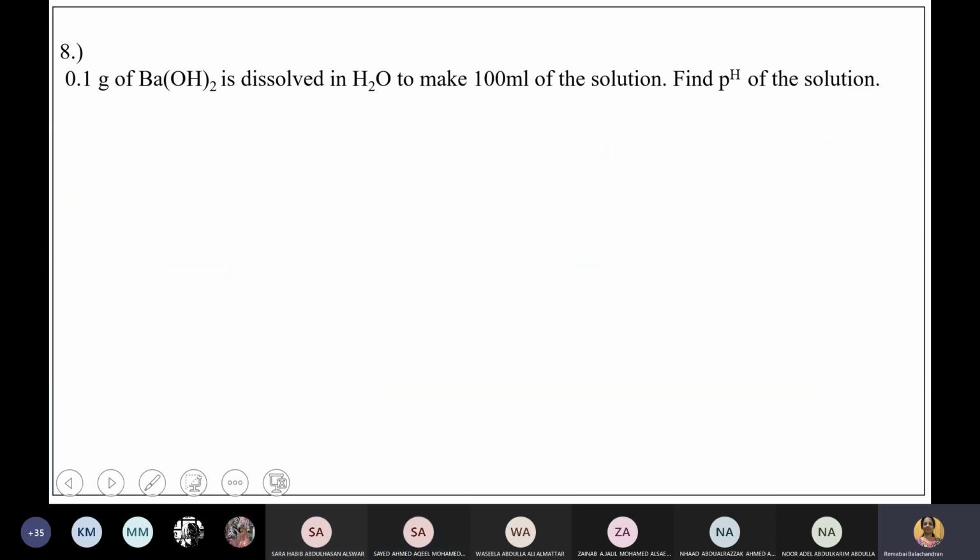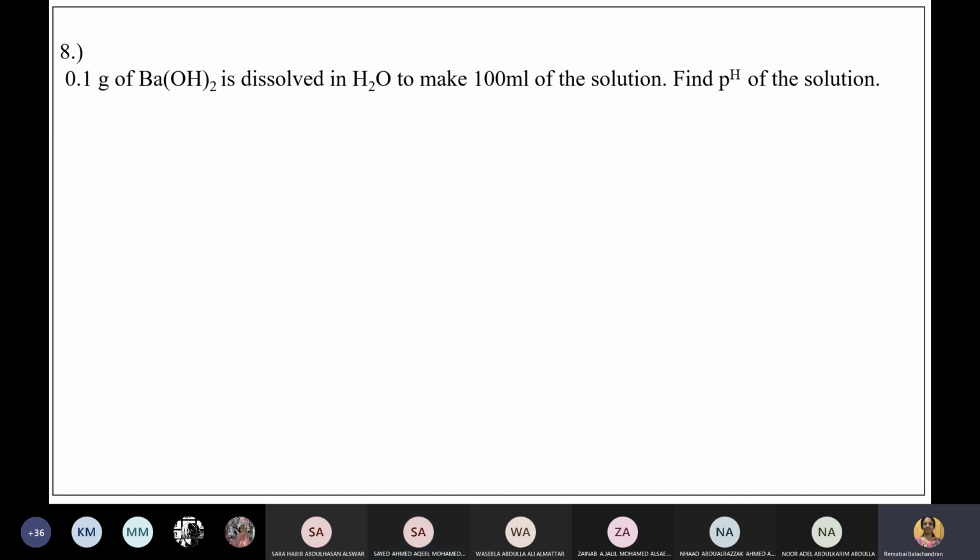Now look at this question. 0.8 gram of Ba(OH)2 is dissolved in H2O to make 100 ml of the solution. Find the pH of the solution. So how will you do this? We need to find the concentration. We have the mass and volume.